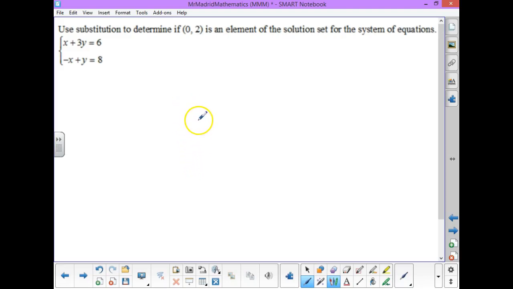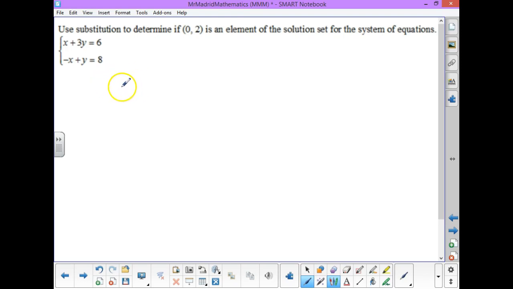Alright guys, we're going to be looking at systems of equations, specifically systems of linear equations. Three of them. Okay, the first one says use substitution to determine if (0, 2) is an element of the solution for the system of equations.